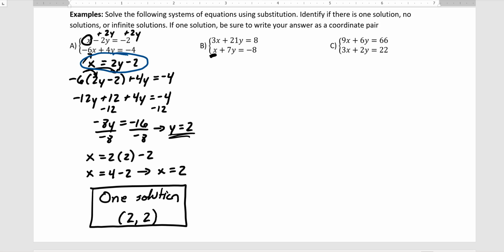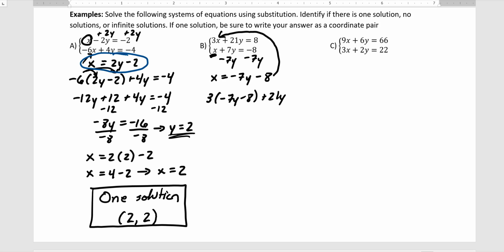Probably that x right there. All I would need to do is subtract 7y from both sides. So I will say x equals negative 7y minus 8. So let's plug that then into this top equation for x up here. So we'll say 3 times negative 7y minus 8 plus 21y equals 8.